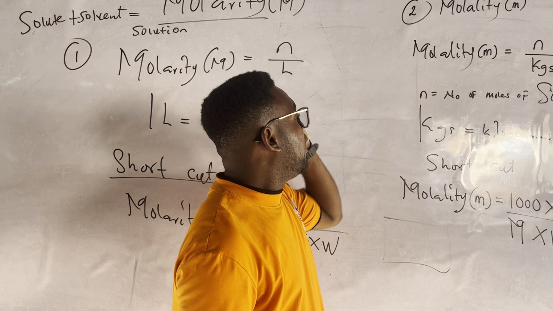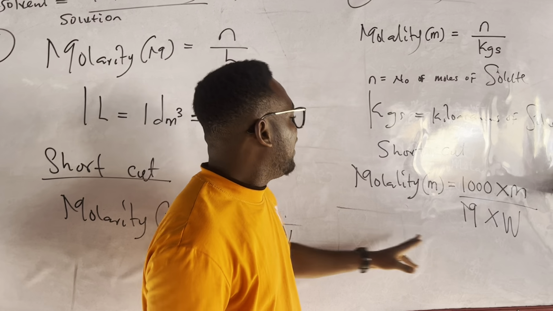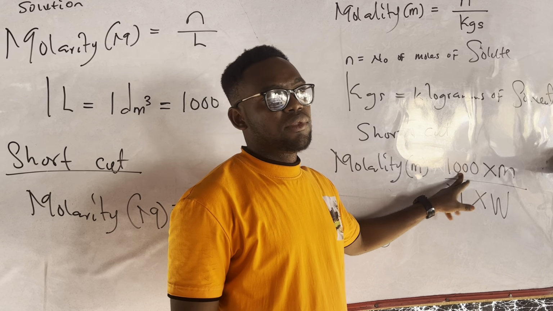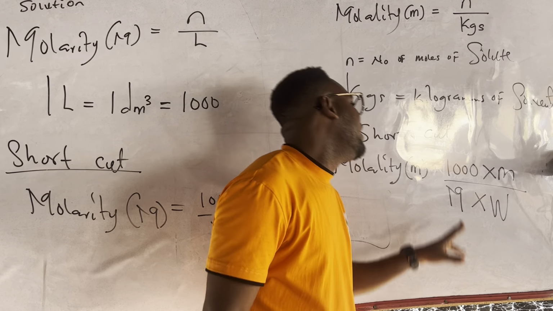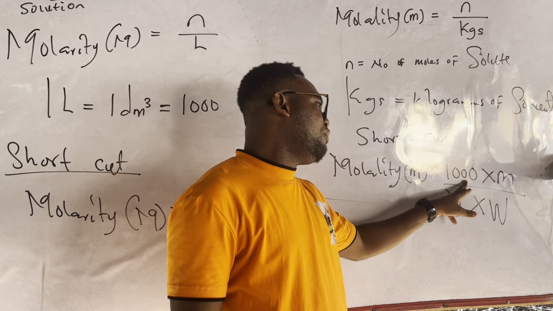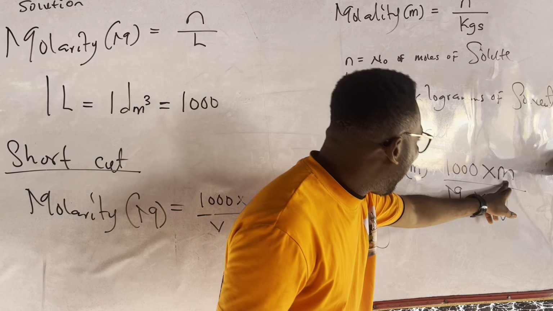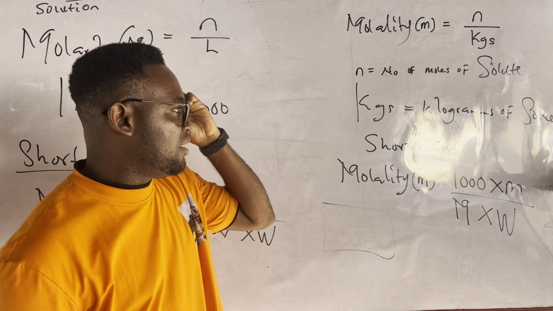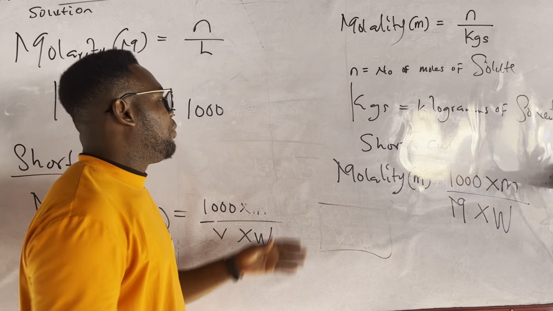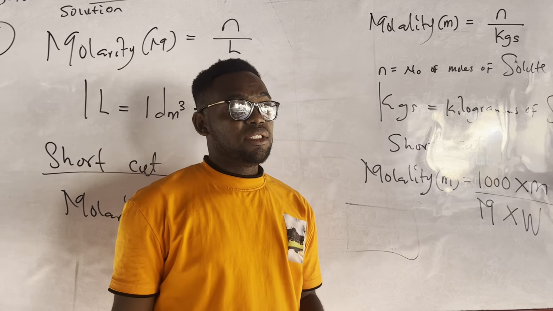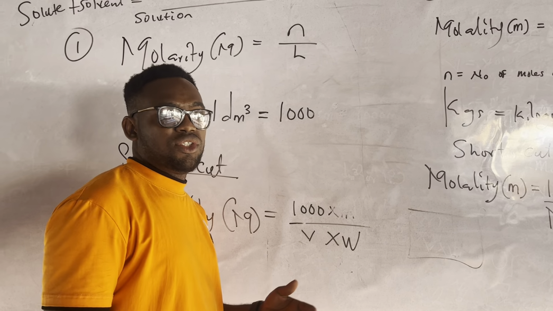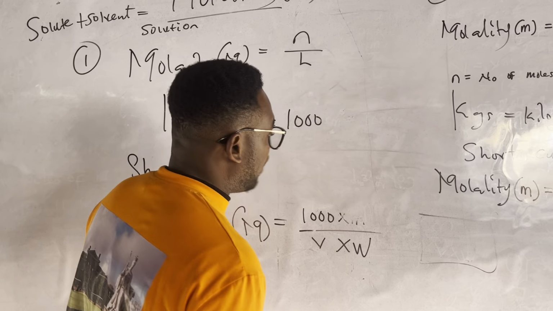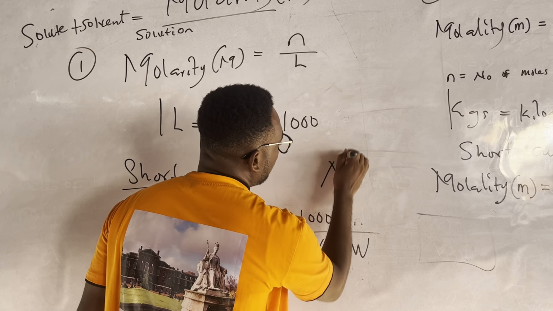It is important I tell you now that if this mass of solvent is in kilogram already, remove this 1000. The formula now changes to mass over this mass times W. That gives you your molality. So do well to pause the video and copy out these formulas I have explained. In the next video, we are going to solve questions on molarity and molality. And then we are going to introduce the third concept, which we call normality.